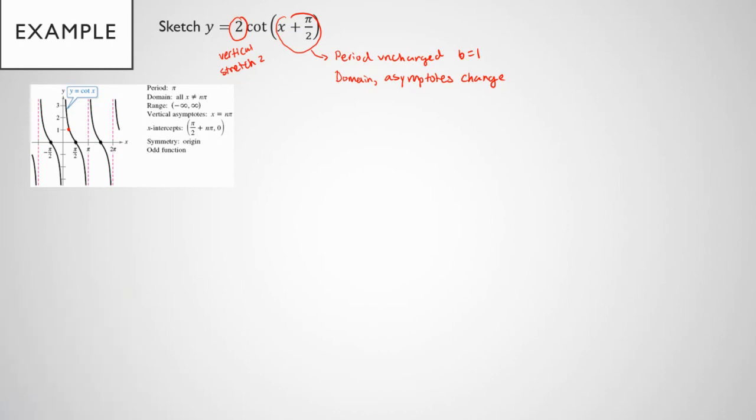So as usual, I'm going to start with my asymptotes. It's going to be bx minus c equals 0 and bx minus c equals pi, because those are the existing asymptotes on our graph. And bx minus c is what's inside the cotangent. So this is going to be x plus pi over 2 equals 0, x plus pi over 2 equals pi.